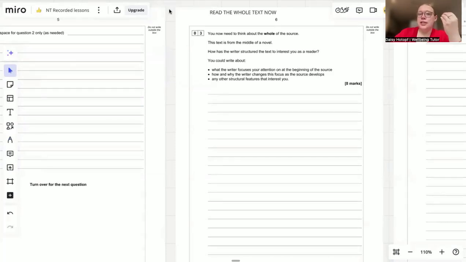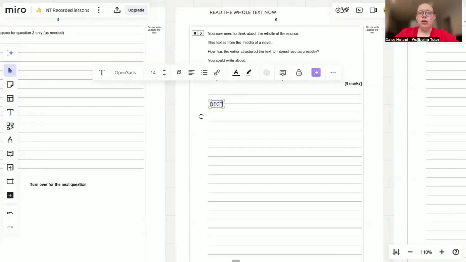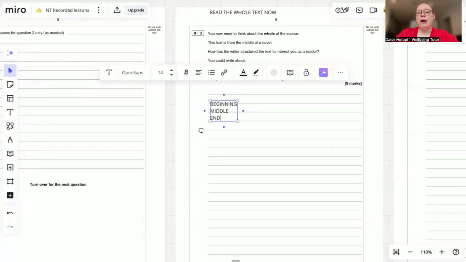pick out because they're slightly more, not simplistic, but I think when you're being taught about literature from primary, they focus on those kind of language techniques, right? And here you're looking at the structure. So what I usually recommend for students to do is to focus on the beginning and the end. And you might also focus on the middle. You do one paragraph on beginning, one paragraph on middle, one paragraph on end.